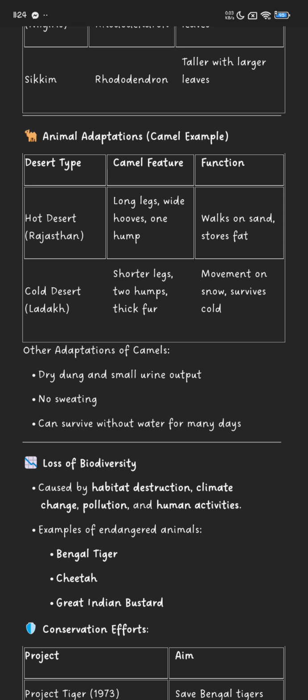Other adaptations of camels are dry dung and small urine output. No sweating, can survive without water for many days.